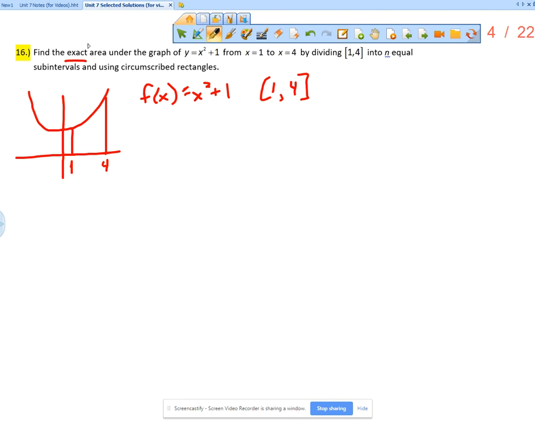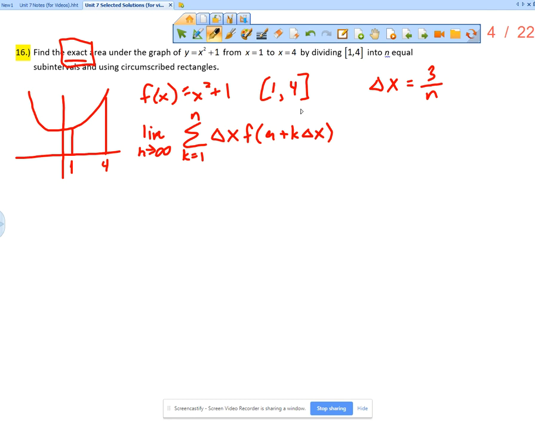Remember, if we're trying to find the exact area, we're going to end up using an infinite number of rectangles. So how does this work? The exact area is found by taking the limit as n approaches infinity of the sum from k equals 1 to n of, as we talked about earlier, delta x times f of a plus k delta x. Remember, delta x is the width of the interval, so b minus a, 4 minus 1 is 3, divided by n, the number of rectangles.